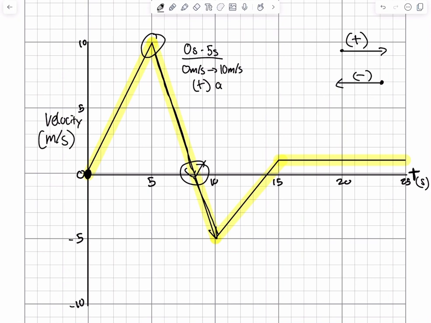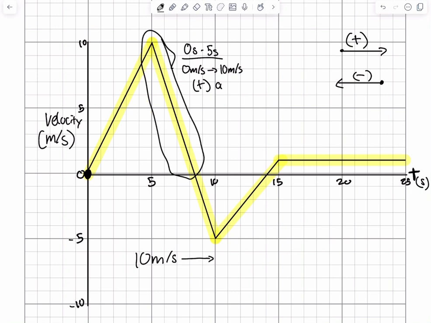Now, how is that happening? Well, let's start from the beginning. We go from 10 meters per second. We're slowing down. We're getting real slow over this entire section until we eventually get to rest, or 0 meters per second. Now our object is just standing still. Nothing's happening. It's at rest.